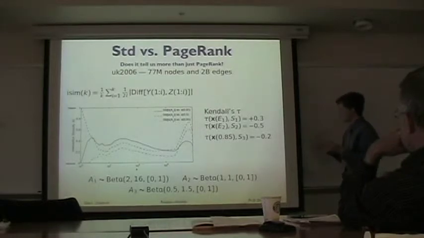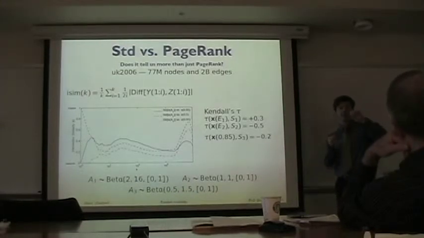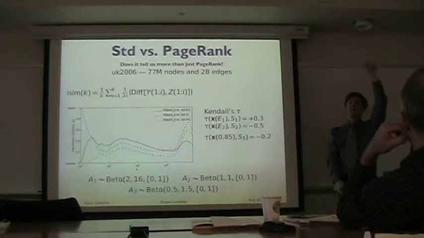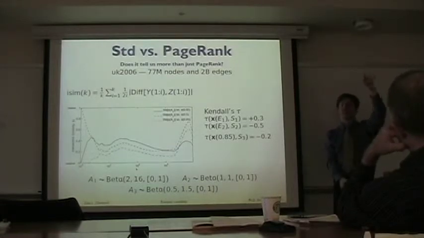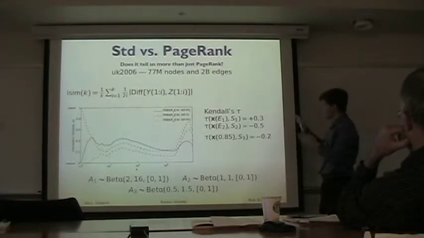Now, one thing I will say about Kendall's Tau is that people don't like it because it doesn't really distinguish between a swap between position 1 and a million and a swap between position 1 and 2, which is sort of a big problem with it. It sort of compensates in other ways.